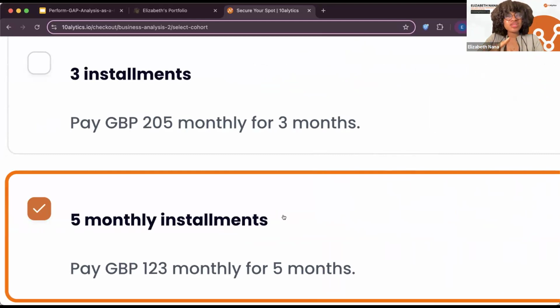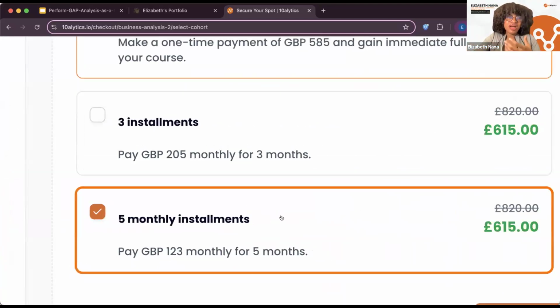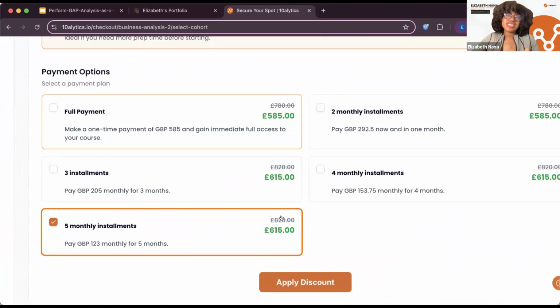In Naira, that's about 240,000 Naira. In US dollars, that's about 150 US dollars. That's the minimum, and you're in. So you don't need to have the entire payment. Oh my God, I don't have 615 pounds. You don't need that. You can pay in tranches.